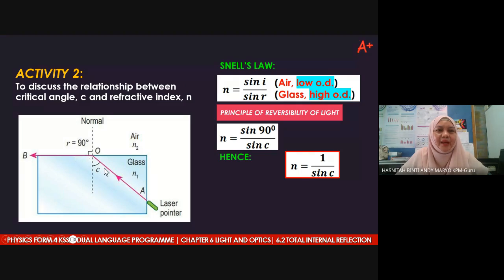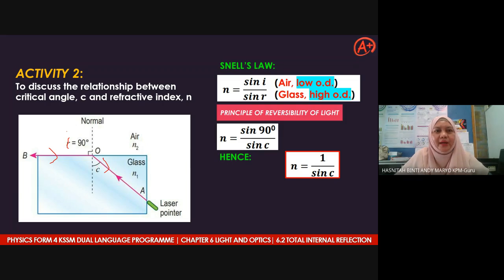This is the incident ray, and this is the refracted ray. N1 is the refractive index for glass, N2 is the refractive index for air, as shown in this diagram. So what happened? Here the angle is 90 degrees, so we reverse, students. We use the principle of reversibility of light, so we reverse the arrow. When we reverse the arrow, this 90 degrees becomes I. Sine 90 degrees equals 1 if you press your calculator.